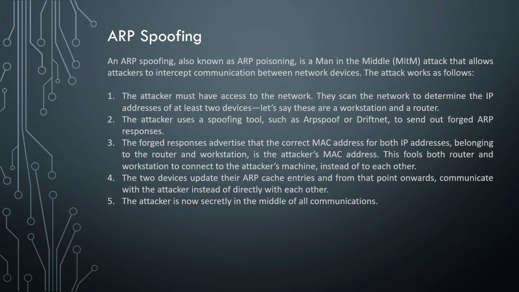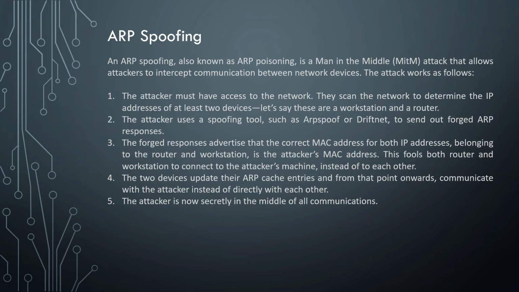So how does the spoofing happen? As I mentioned earlier, the attacker must have access to the network. If any intruder somehow gets access to the network by plugging a network card into his device, he can then use a tool like ARP spoof and DriftNet to send the forged ARP response.